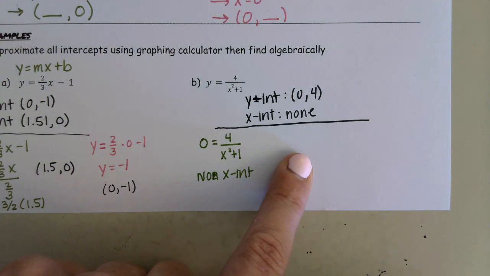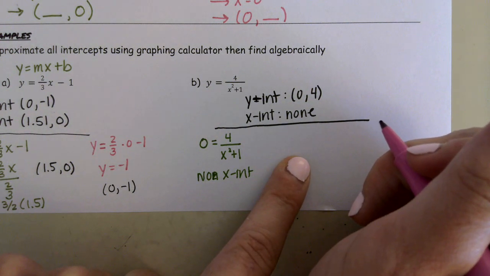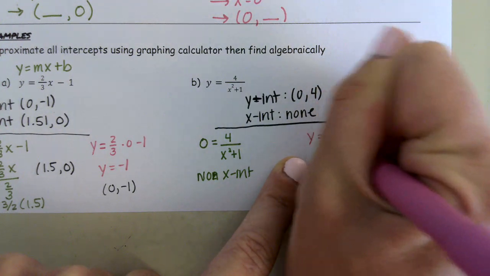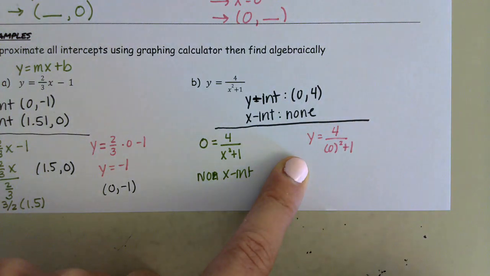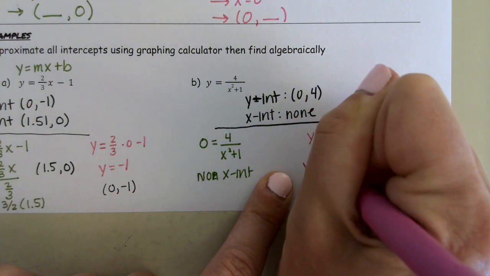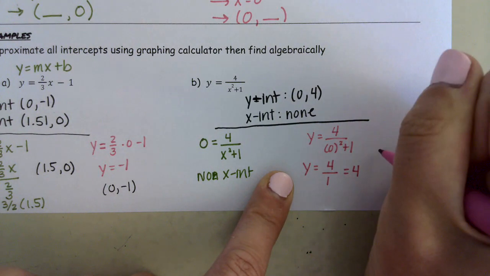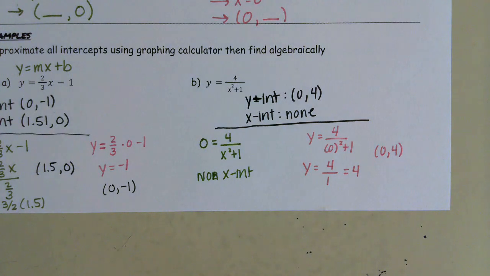Let's go ahead and find our y-intercept. So our y-intercept is when x is 0. So 4 divided by 0 squared plus 1. Y is equal to 4 over 1. 4 over 1 is just 4. So my y-intercept is at 0, 4.